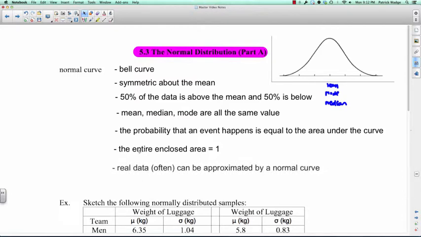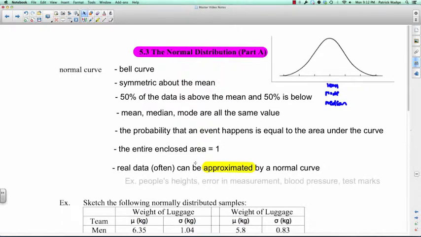Next. This is important: real data can often be approximated by a normal curve, but it's probably not going to be exactly a normal curve. There's lots of places in life where we get curves that look a lot like this, but it's very rare that they're exactly this, where the mean, the mode, the median are exactly at the same spot, and 50% of the data is above and 50% is below, and so on. But there's lots of times that it'll be close to that.